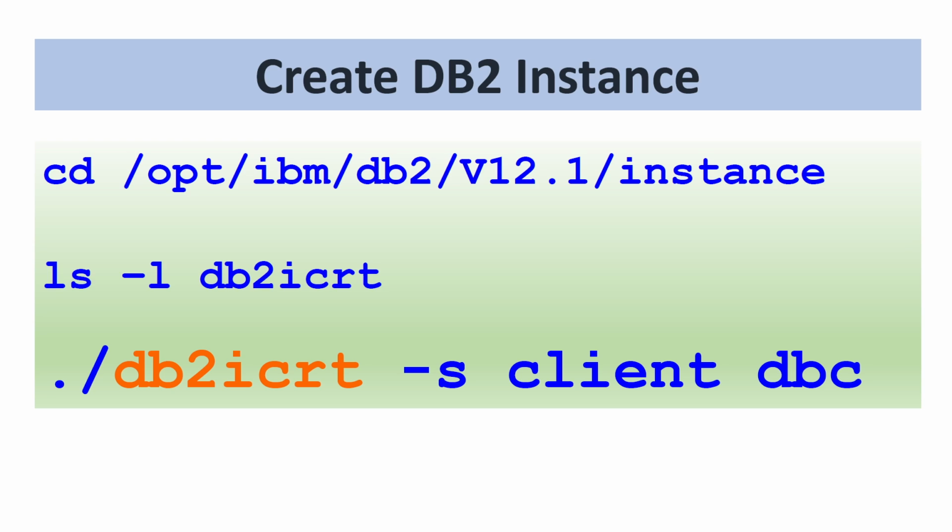Now, under the directory where you install that software, you will find a subdirectory called instance, and under that subdirectory you will find another utility called db2icrate. db2icrate will be used to create the client instance. Here, DBC is the client instance name, and because we are specifying the type as client, this becomes db2icrate -s client DBC. So this becomes the client instance.